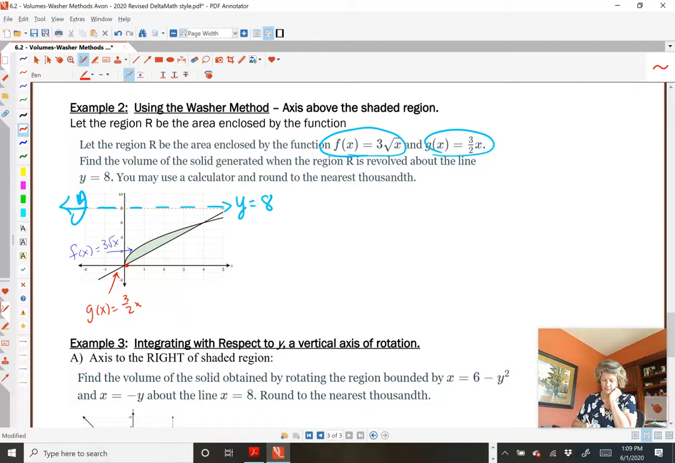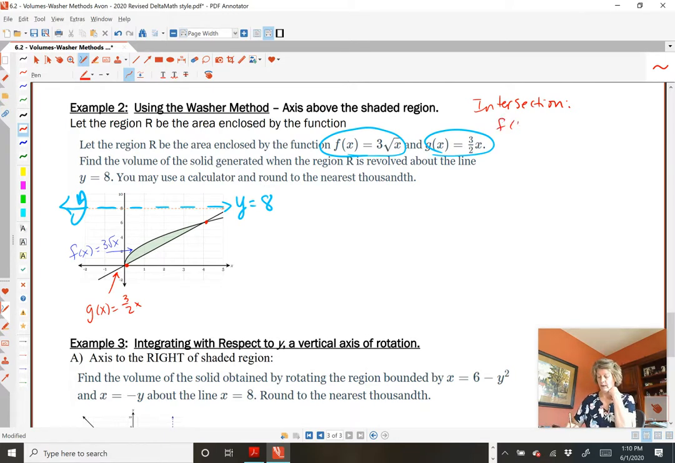Where do they intersect? We probably are going to have to locate that. Actually, it looks like they intersect at 0 and 4, doesn't it? Let's go ahead and do that right now while we're talking about it. I'm not positive that it's 4, but I want to confirm that it's 4.